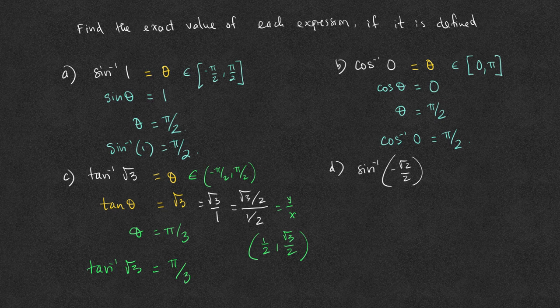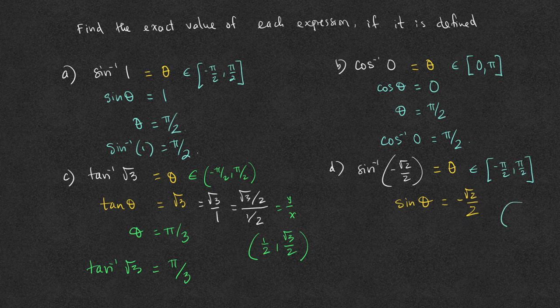And lastly, sine inverse of negative root 2 over 2, we don't know what it is, so we set it equal to theta. We rewrite this as sine of theta equals negative root 2 over 2. And again, this theta has to be an angle in the restricted domain for sine, which is negative pi over 2 to pi over 2 inclusive. We then again use the unit circle and figure out which angle theta will give us sine of theta equals negative root 2 over 2.